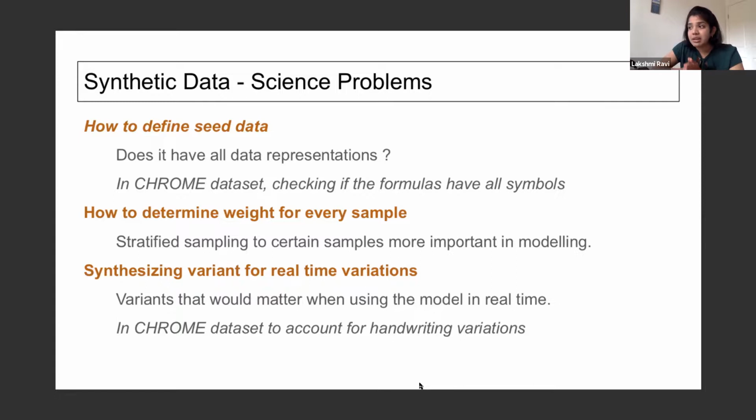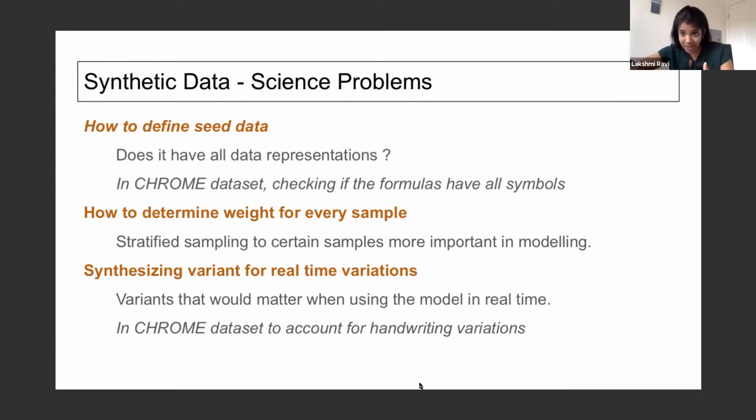And how do you determine the weight for every sample? It doesn't make sense to go and ask the users to write down the formulas again and again, which we have already synthesized. But does it have to be directly fed into the model as it is, or do some of them need to be given more weight or more importance than the other ones? That will have to be made sure at the time after collecting the data.